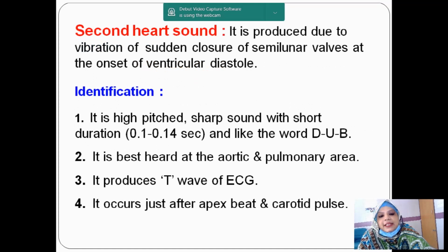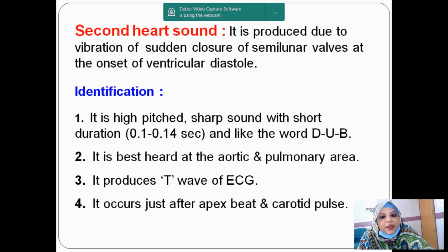Second thing, this is very important, written question also. Second heart sound. It is produced due to the vibration of sudden closure of the semilunar valve at the onset of ventricular diastole. Very important thing here: the first heart sound always occurs during the onset of ventricular systole, but the second heart sound occurs during the onset of ventricular diastole, that is protodiastolic.